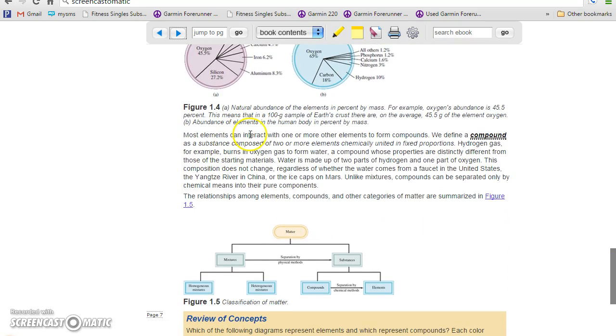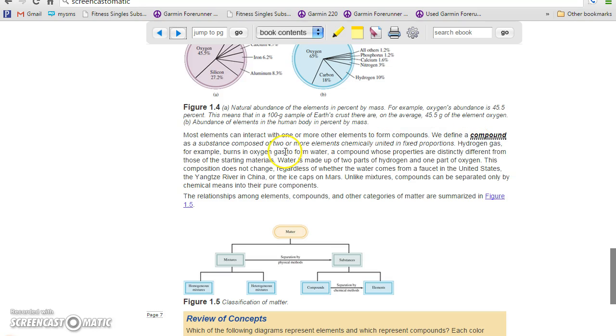Most elements can interact with one or more other elements to form compounds. Yes, they can. And they're saying most because they're thinking perhaps about noble gases, which don't tend to do anything at all. We define a compound as a substance composed of 2 or more elements chemically united in fixed proportions. I've always found that a silly definition. See how they said 2 or more elements? Now, therefore, H2, the molecule hydrogen, is not a compound because it does not have 2 different elements. But why? What is the point of making that distinction? Compound and molecule, in my opinion, should be synonymous.